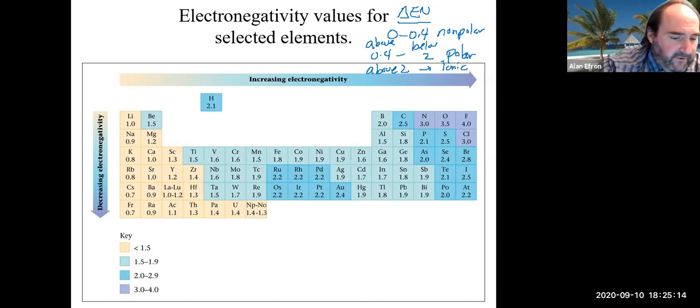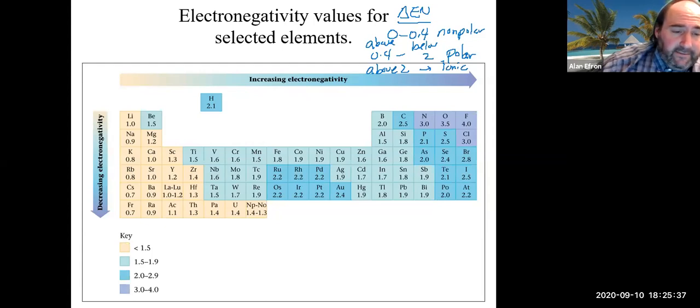Like I mentioned before, in terms of an ionic bond, you pretty much don't need the electronegativity values. If you see metal and non-metal, it's ionic. You don't actually have to calculate it. But usually electronegativity is very helpful for determining: is it a polar bond? Is it a non-polar bond? Remember that a polar bond and a non-polar bond are covalent bonds. So these are electrons being shared.